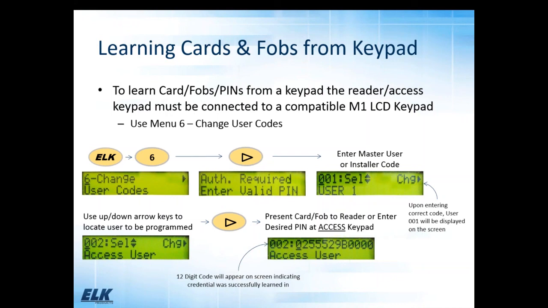At that point, you're going to present the credential to the reader. If it happens to be an access keypad, then you're going to actually enter the desired PIN. And you're going to see a 12-digit code pop up on the keypad. That is how the M1 is storing that particular credential. So it's just a few button presses, and either entering your PIN or presenting the card or fob, you have the user learned in.